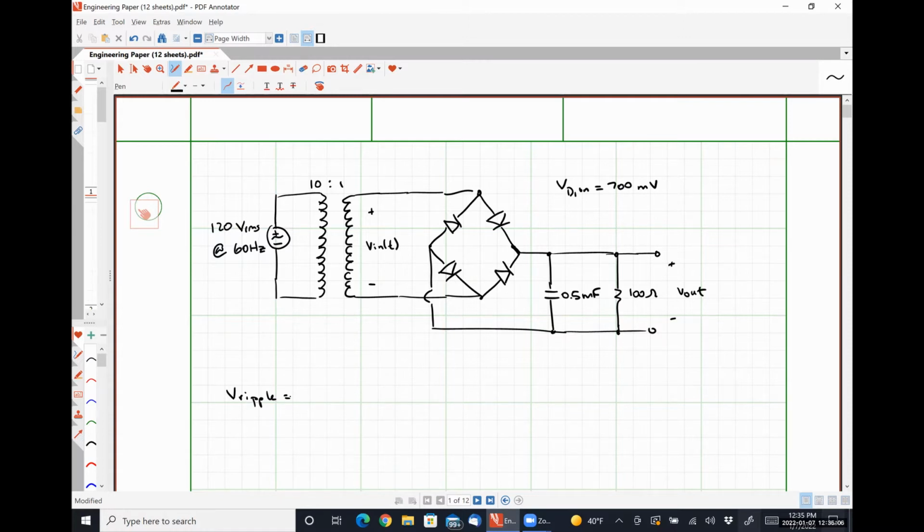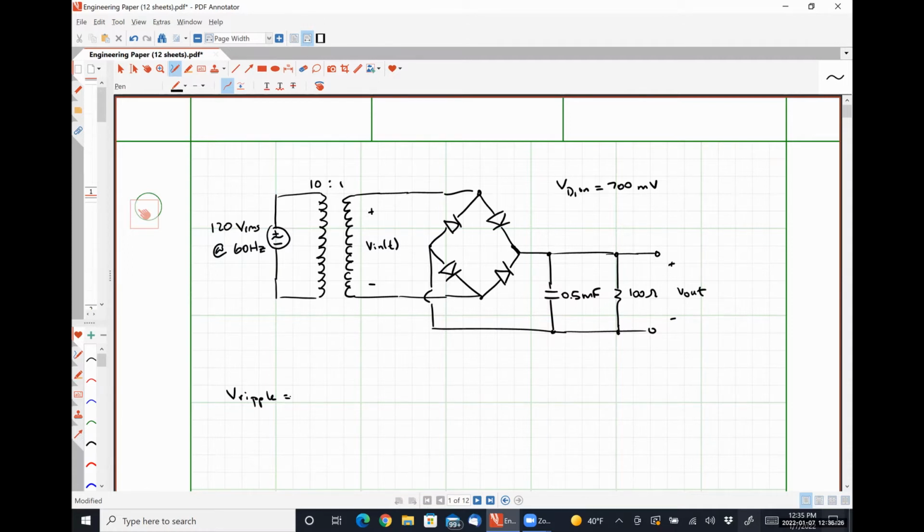So the first question that you should really ask yourselves here is, which of the 3 different types of rectifiers that we discussed Wednesday is this? Is it a half-wave rectifier? Is it a bridge rectifier? Or is it a center tapped full wave rectifier?